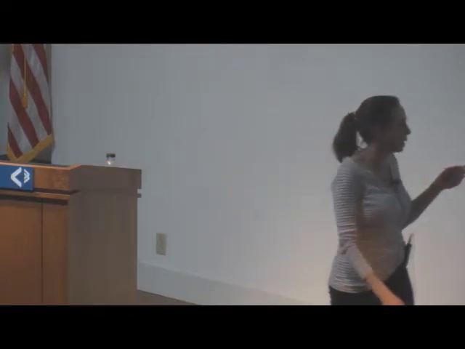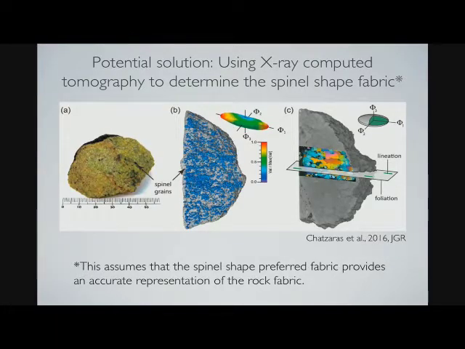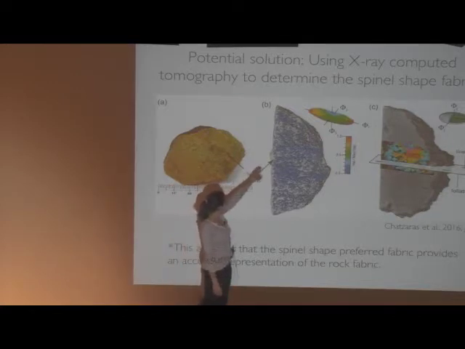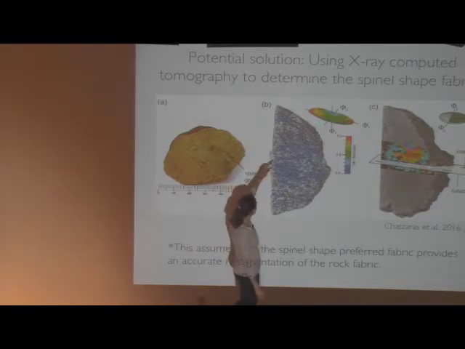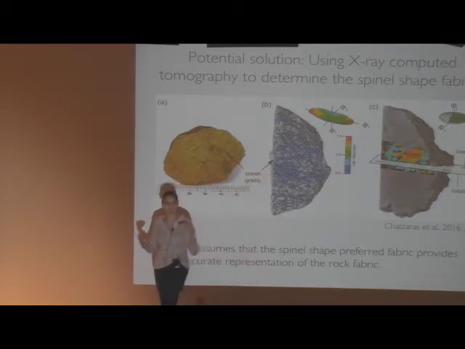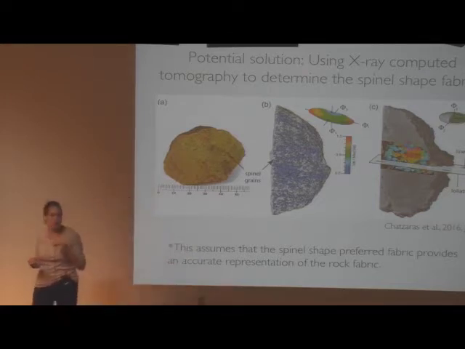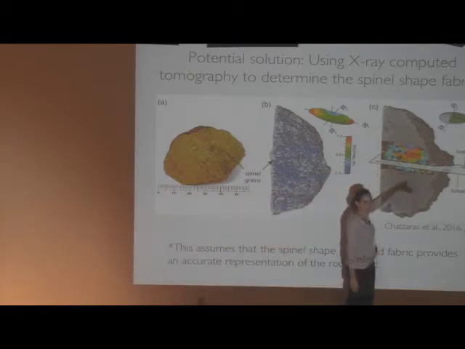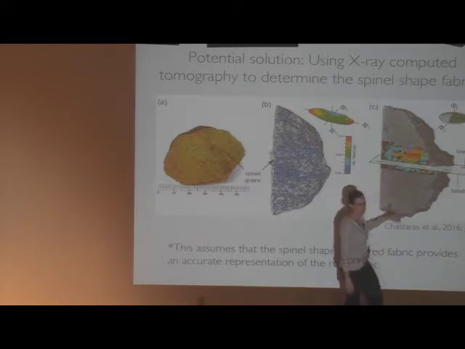There is potentially a new technique that could really help, which is shown in this paper by Vasilis Chatzaras and the group at University of Wisconsin. They have started doing this more routinely, which is to do X-ray computed tomography of samples and use that to identify the spinel fabric. And so what they're showing is a xenolith hand sample here, and then this is the tomographic image where the blue is, it's not all the spinel, it's kind of enlarged ellipsoids that they assign to each spinel grain to help them identify the fabric. And so then using that, they determined that this would be the shear plane, and so the relevant cross-sectional plane that they need is this one, which is the face on which they cut it.